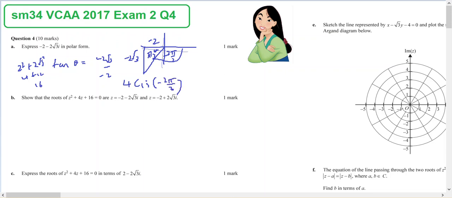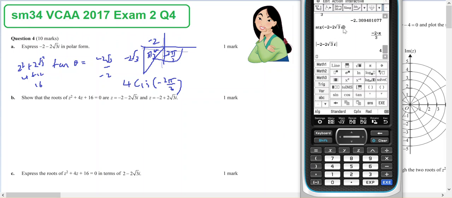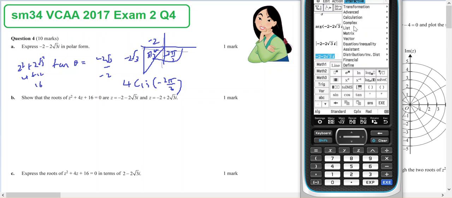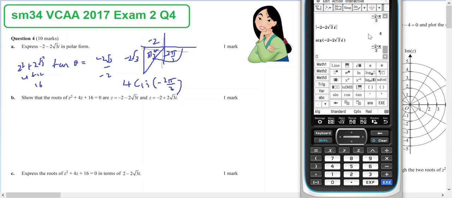Remember, we can use our calculator to do the same thing. In complex, I've got -2 minus 2 root 3i, and I found the argument. And the way I found the argument is I went up to interactive, complex, argument, and it gave me the same answer.